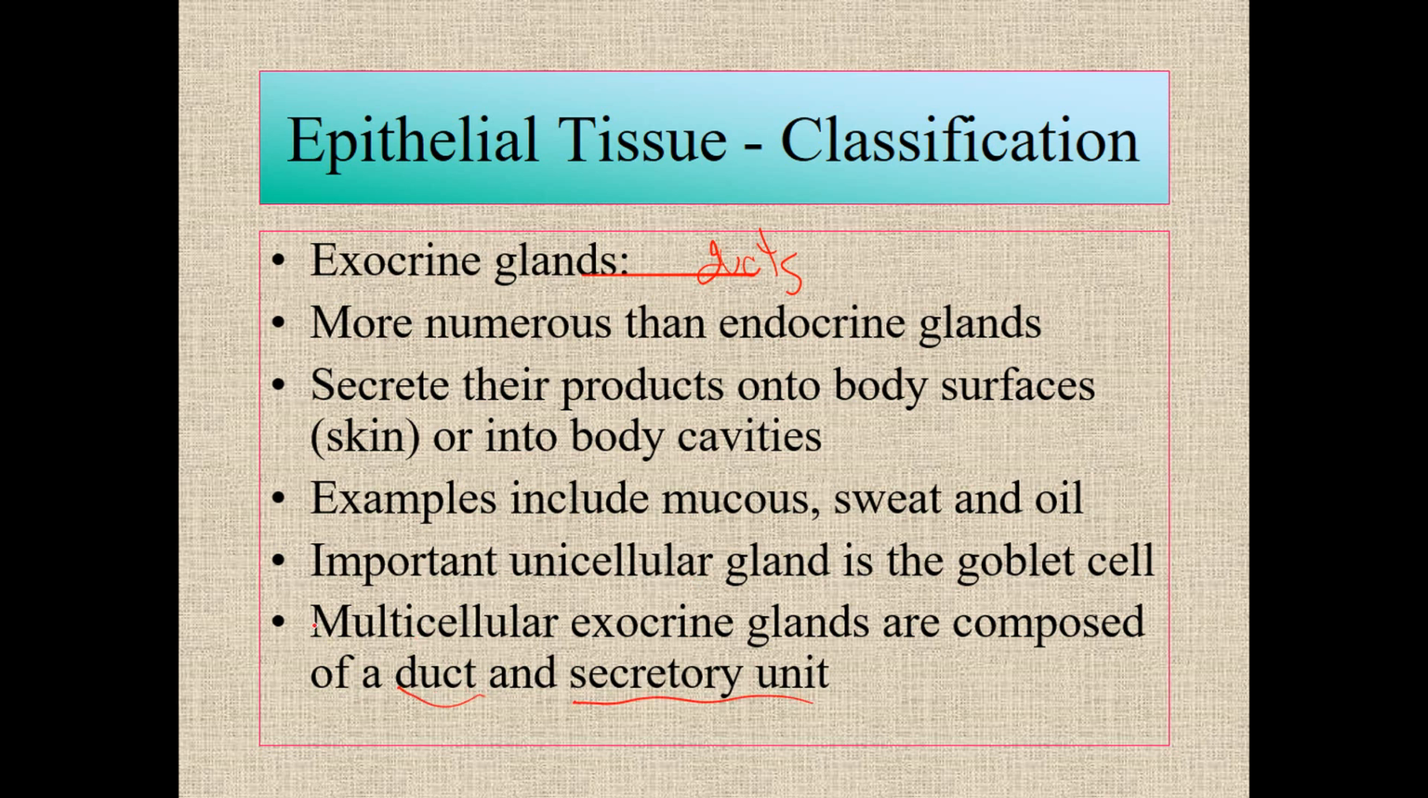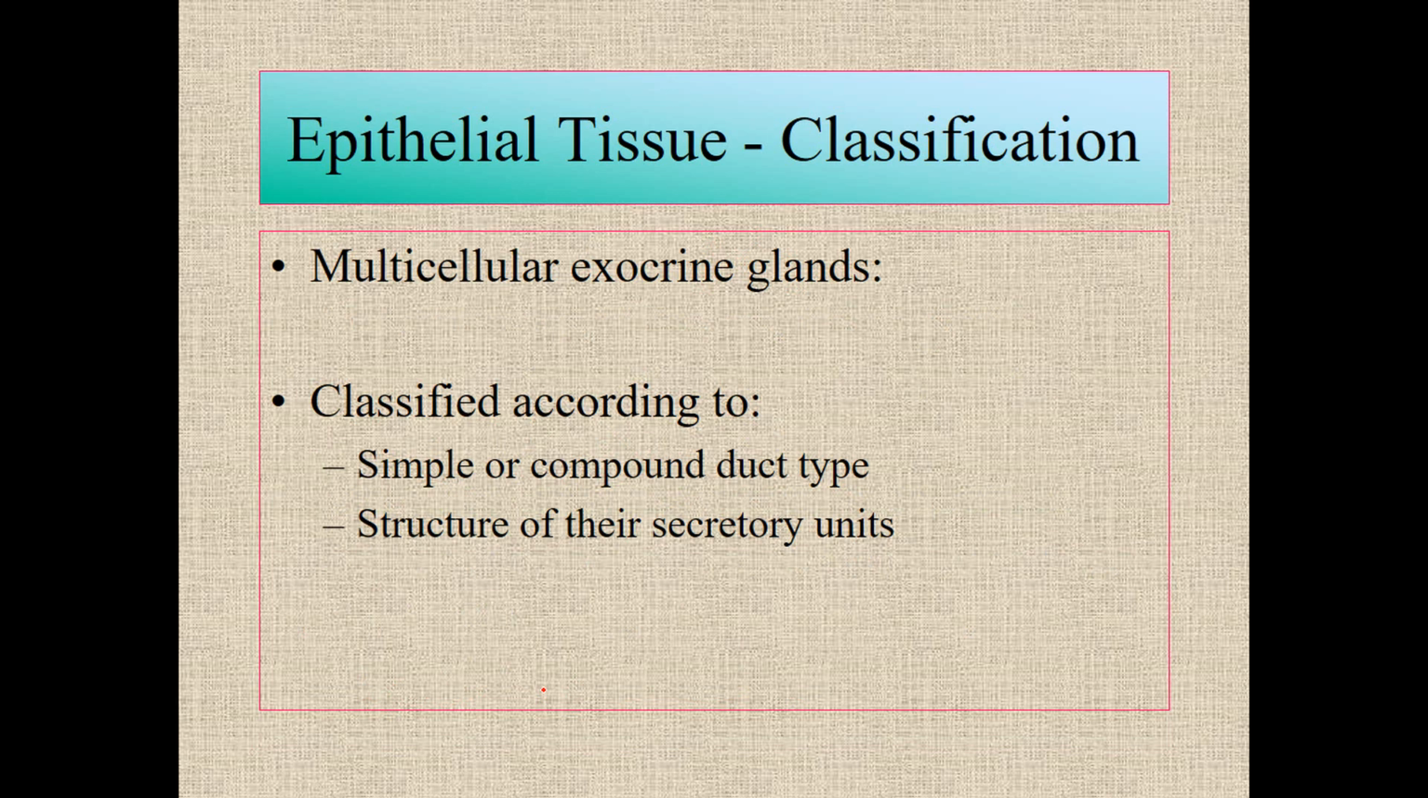Now we're going to further break these multicellular exocrine glands down based on the duct and based on how they release their products. Multicellular exocrine glands are classified according to their duct type and the structure of their secretory units. Now, the textbook will further break down these duct types. Simple is just going to be unbranched, or no branches, so their duct is just a straight shot. Compound is going to have branches.